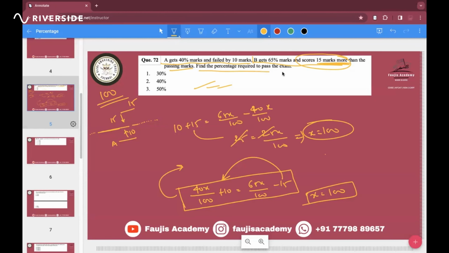Find the percentage required to pass the examination. 40% marks A got. You can find it from either A's side or B's side. A got 40% marks, that is 40 marks. He failed by 10 marks, which means in order to pass he had to get 10 more marks, that means 50 marks, and since the full marks is 100, that is 50%. Or from B's side, he gets 65% marks, that means 65 marks minus 15, which is equal to 50, and since the overall marks is 100, we conclude that it is 50%.